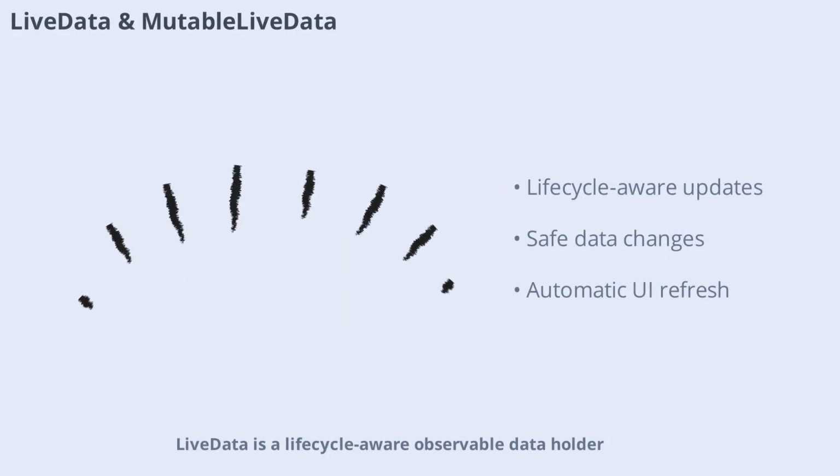LiveData is a lifecycle-aware observable data holder that notifies UI components of data changes. MutableLiveData extends LiveData, allowing you to modify the stored data using setValue or postValue. LiveData prevents memory leaks by updating only active observers, while MutableLiveData enables dynamic data updates. Together, they simplify UI data management, ensuring that changes are reflected automatically and safely. These components are essential for building responsive and robust Android UIs.